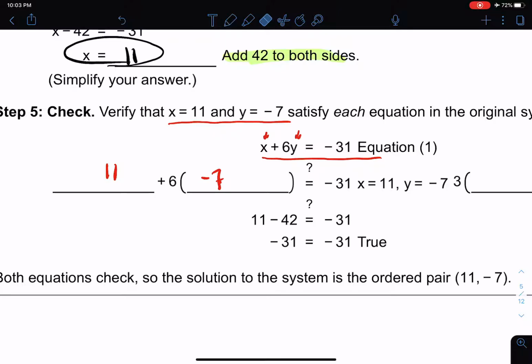So 6 times negative 11 gives me the negative 42. And 11 minus 42 is negative 31, which was the same as the right side, so that checks out.